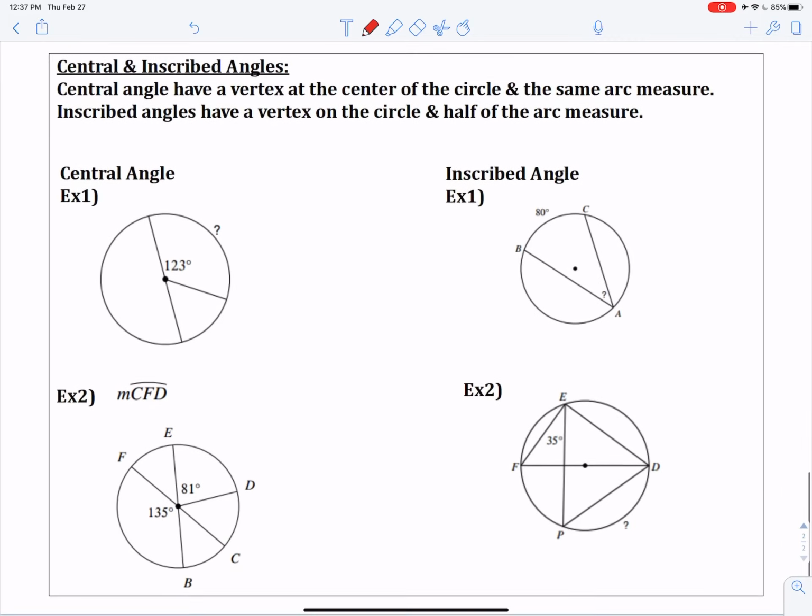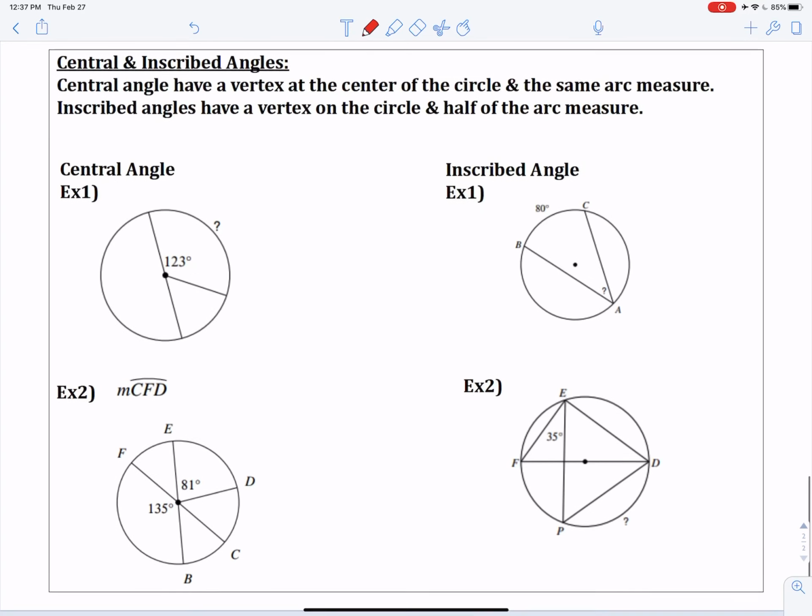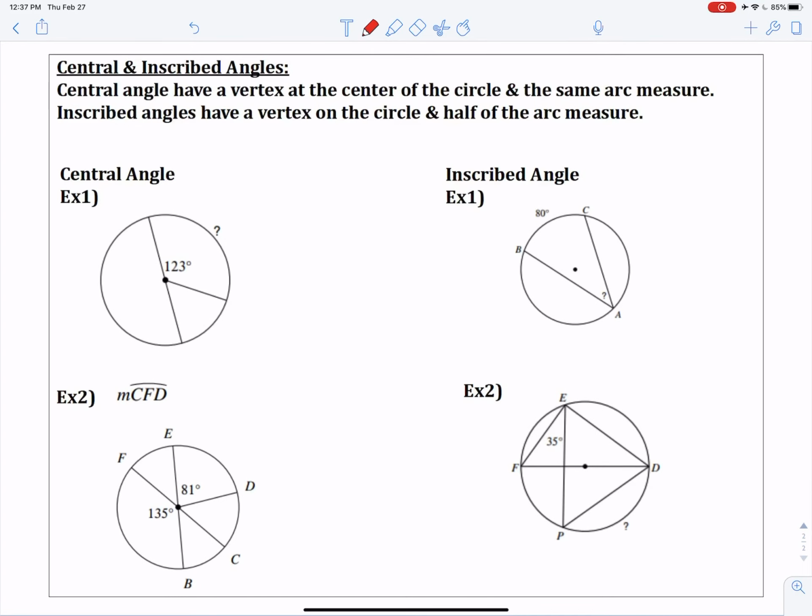The third thing we're going to talk about is central and inscribed angles. So central angles have a vertex at the center of the circle, and the arc measure is the same, so they're equal. Inscribed angles have a vertex on the circle, and then it's half the arc measure. So let's look at example number 1. They give us a central angle here of 123, and it's asking for this arc measure right here. So this arc measure is also 123. It's the same because it's a central angle.